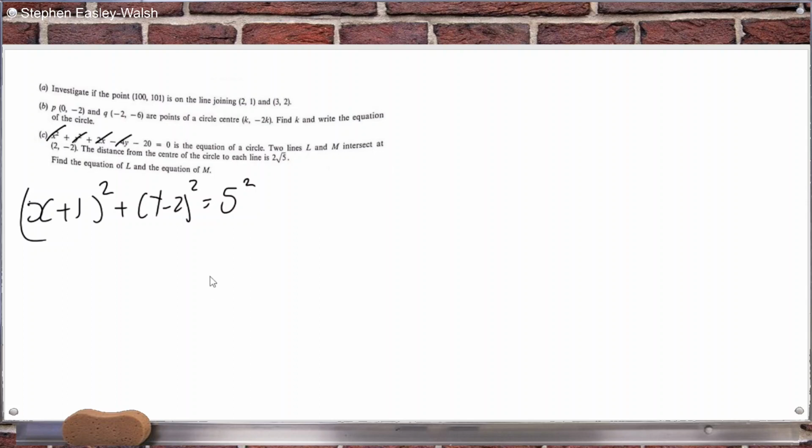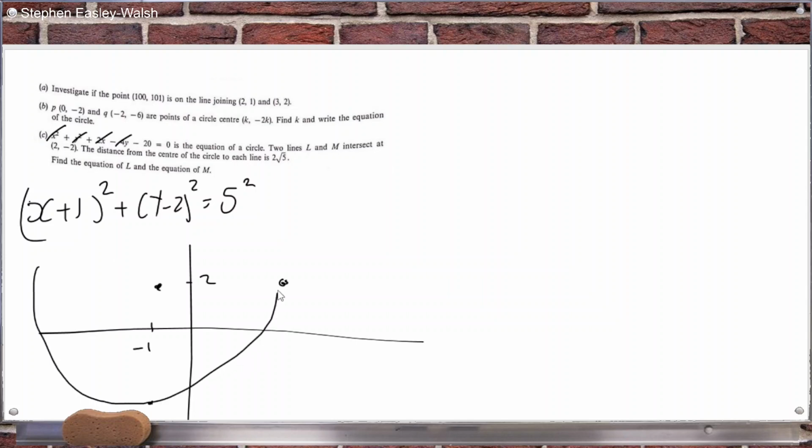Right, so we have our circle at (-1, 2). Radius is 5. So it's going to be something roughly like that. And then we have two lines that intersect at (2, -2). Two lines L and M intersect at (2, -2).